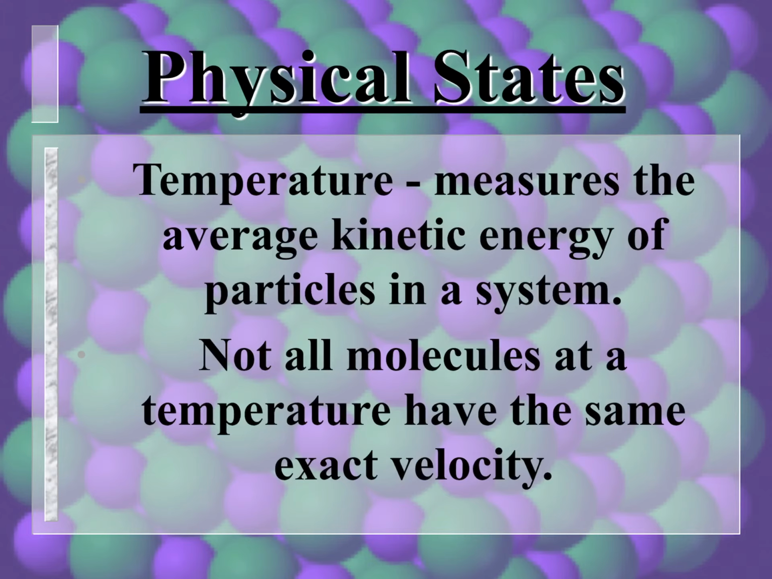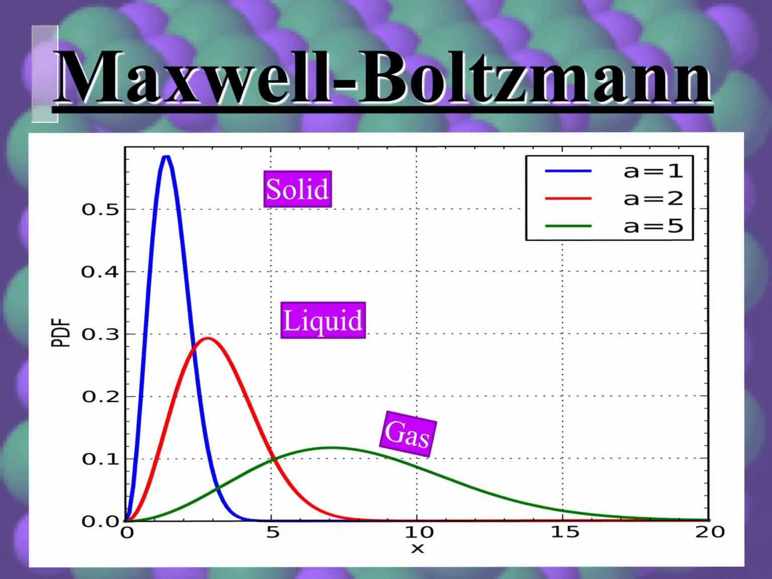But we know that not all particles in a sample are going to have the same exact velocity. However, most of them are pretty close to the average of each other. And this array of particle motion we call the Maxwell-Boltzmann distribution. And there's a couple of different ways of looking at this distribution. One way is to compare an object in its solid phase to its liquid and to its gas phase. So a couple things about this distribution.